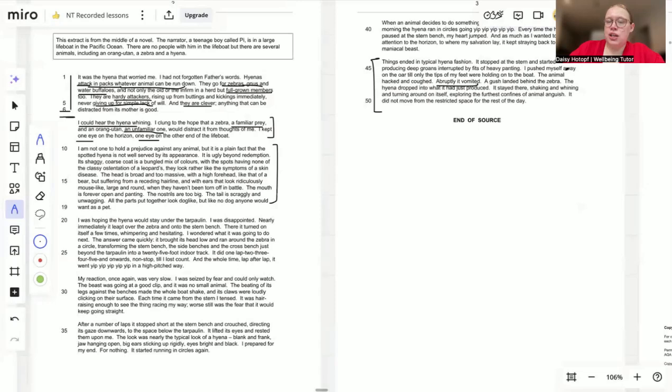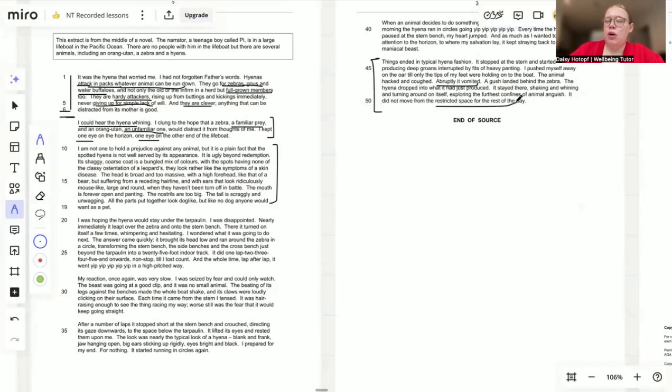And actually he's using a lot of really short sentences here. If we look at this first part of the paragraph, got a lot of really short sentences here to convey that anxiety, convey how quickly things are happening for him. Yeah, so you can really draw in on that. It did not move from the restricted space for the rest of the day.